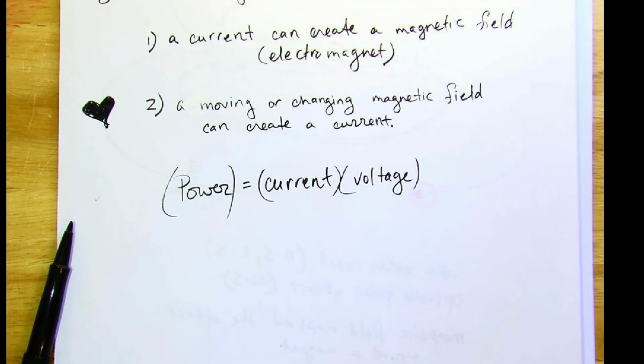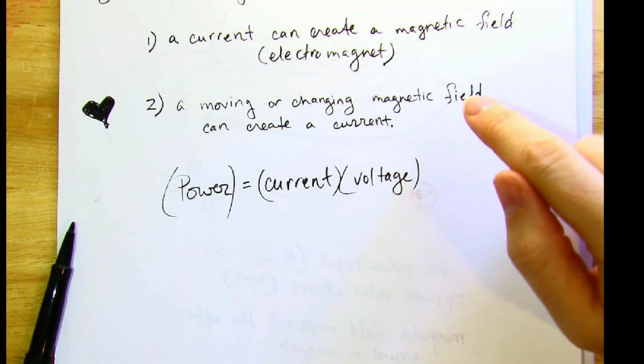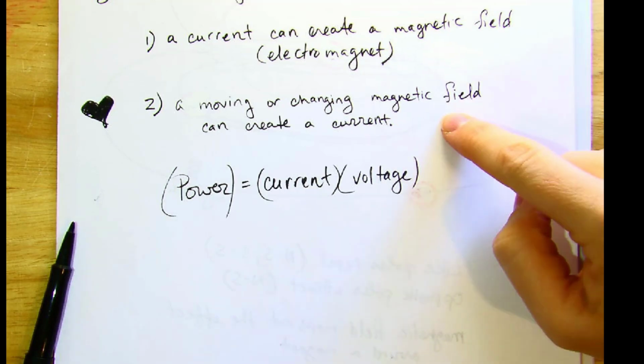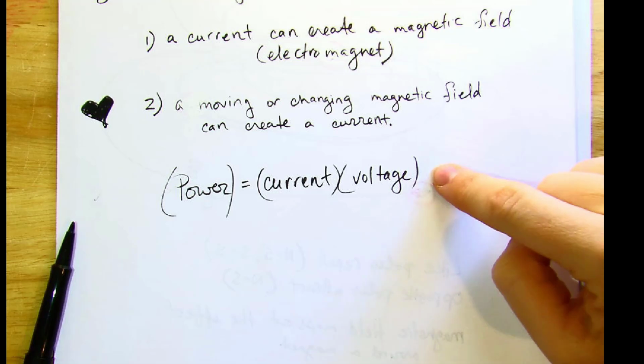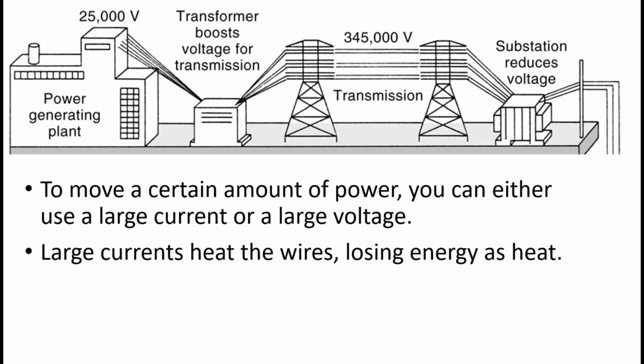All right, so let's talk about now why the power company likes to use alternating current to get us the electricity. To move a certain amount of power, you can either use a large current or a large voltage. So the power company has a choice. Large currents will heat the wires, and that loses energy as heat. That is not efficient. So you do not want to transmit the current to the customers. You want to transmit the voltage.